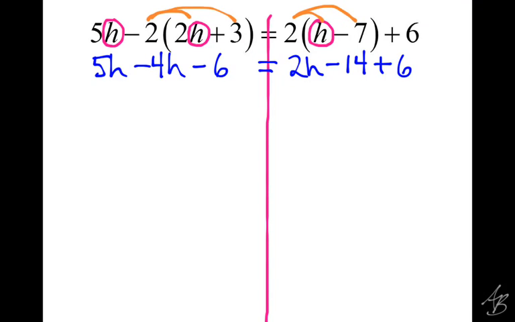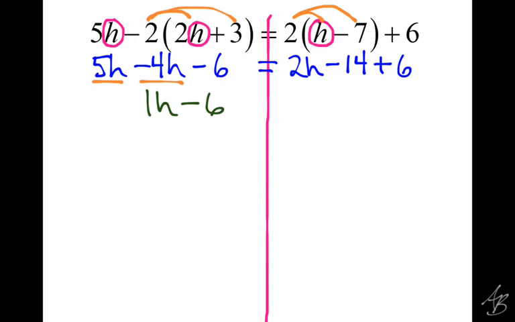After we distribute, the next thing we're going to do is simplify. Combine like terms. On the left side, I see a 5h and a negative 4h. Those combine to give us h, or 1h. I'm going to put 1h, but that's really the same thing as h, so you could write it either way. The negative 6 doesn't combine with anything, so we'll bring that down. So we get 1h minus 6.